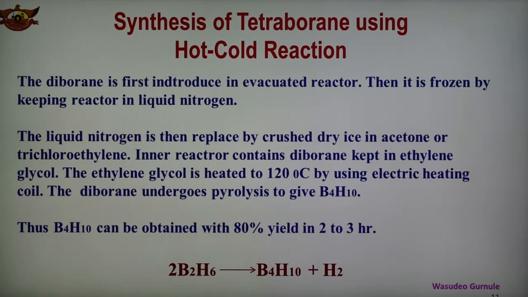So this tetraborane 10 is obtained by the hot cold reaction in a hot cold reactor, and this is the best method for the synthesis of tetraborane 10. In this reaction also pyrolysis of diborane is taking place. Because the ice is cold, and we are using it at the bottom of the cylinder, and in that reactor we have taken the diborane, and we have to keep it above the ice bath. The heating coil is there, we have to maintain the temperature at 120 degrees Celsius, and then pyrolysis takes place, and diborane is converted into tetraborane 10. So this is the reaction which is taking place in the reactor.